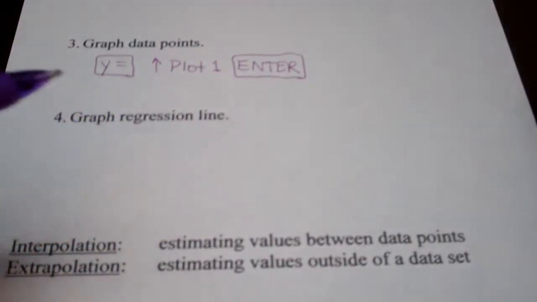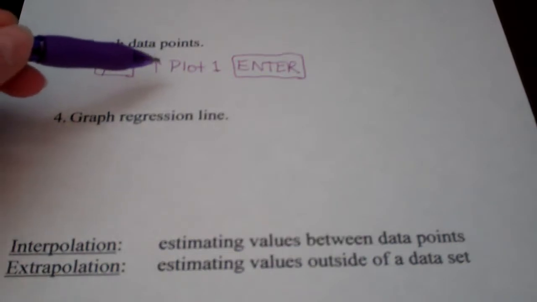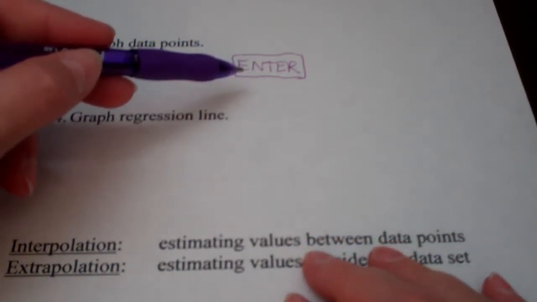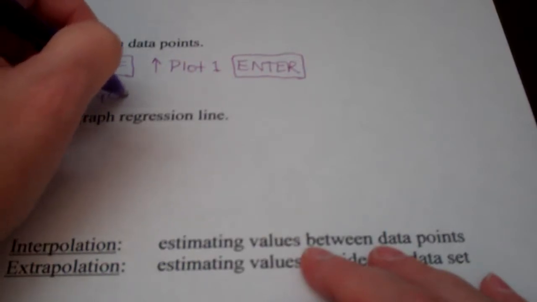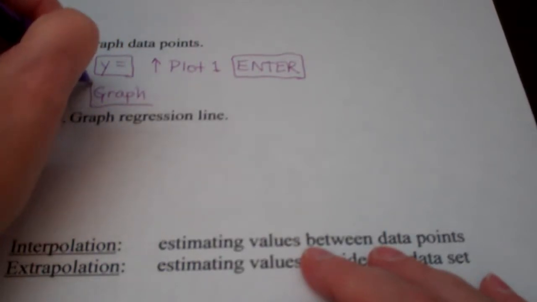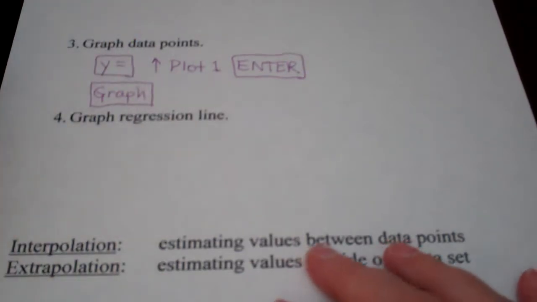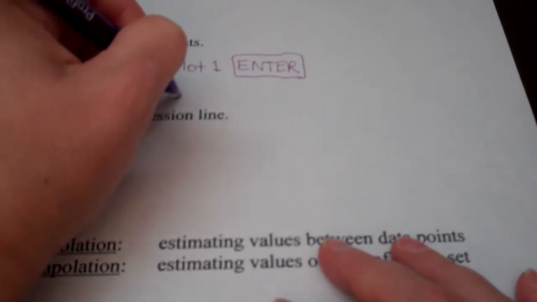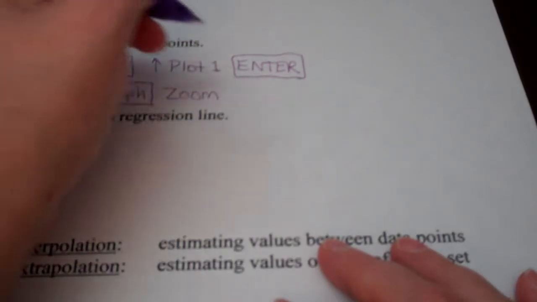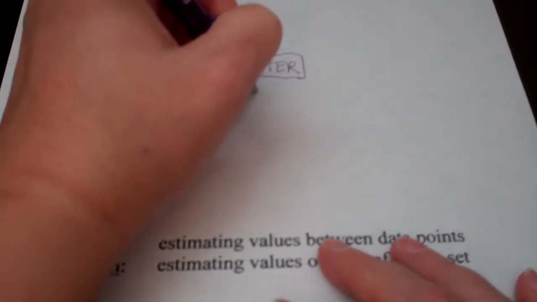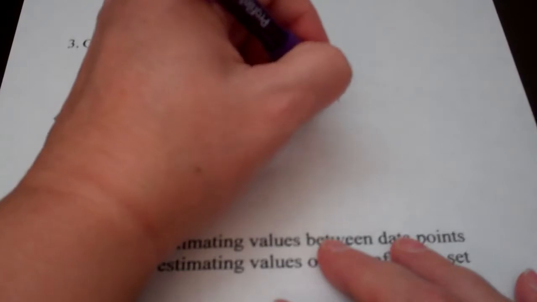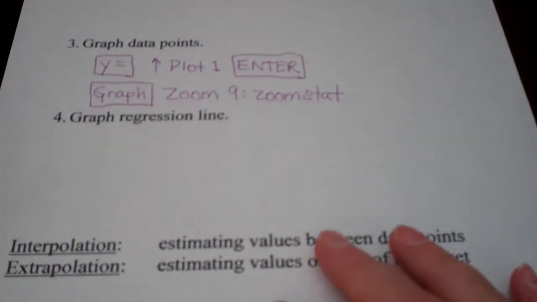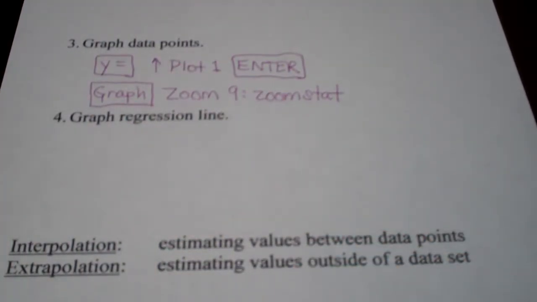Okay, so let me write that down. So we did the y equals, we arrowed up to plot 1, we hit enter to turn it on, and then we hit graph, which is the button on the right hand side just under the screen. And then to change the window, we hit zoom number 9, which is zoom stat. And we got to see the data points.